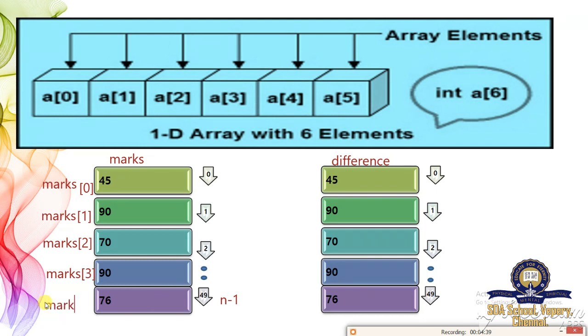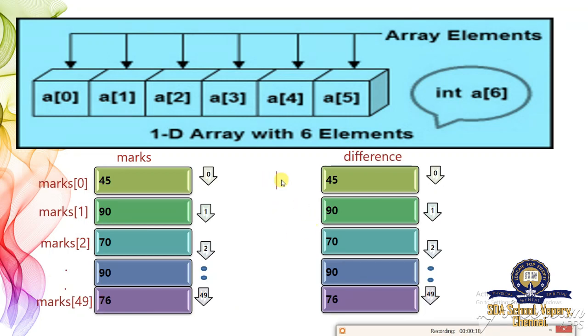So the last element is size minus 1. So 50 minus 1 is what? 49. The element numbers in the square brackets are called subscripts, or index, or indices.